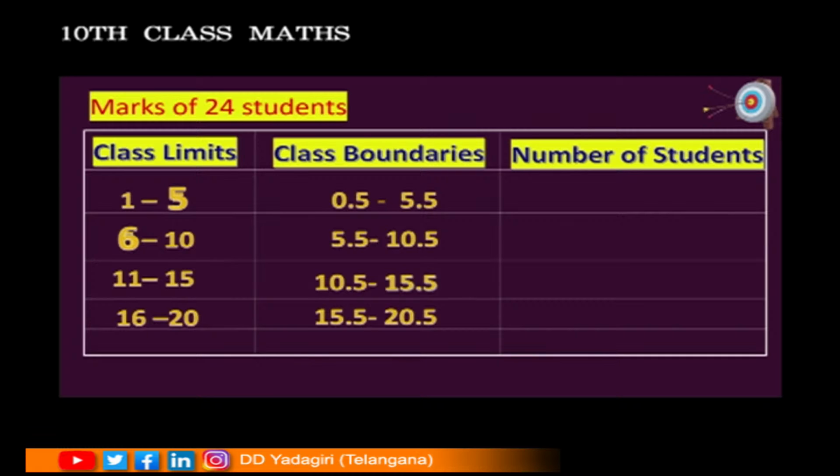So what is the difference you find in Rohit's version and Srija's version? Rohit has taken inclusive class, and Srija has taken exclusive class, where the number of students remains the same. So this is the marks of the 24 students, where the class boundaries and number of students have been considered. So we can call this class boundaries and number of students table a frequency distribution table of exclusive class.